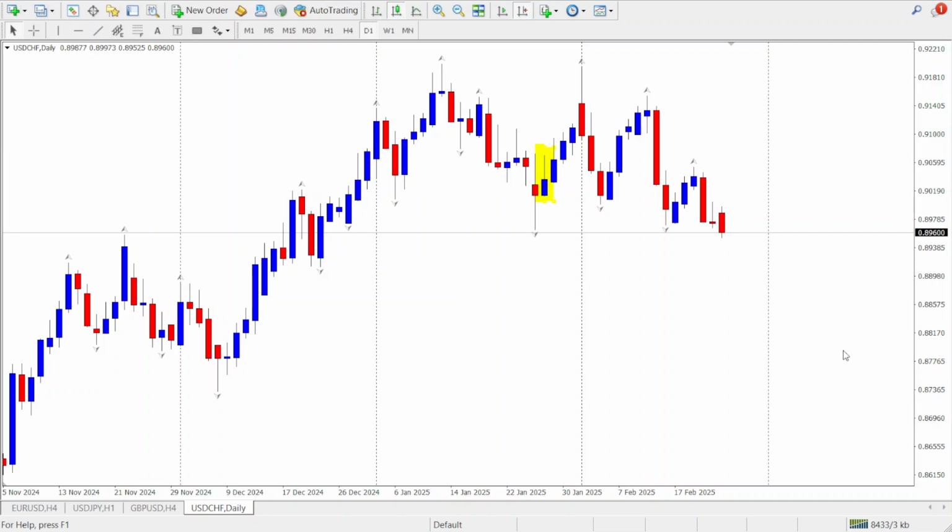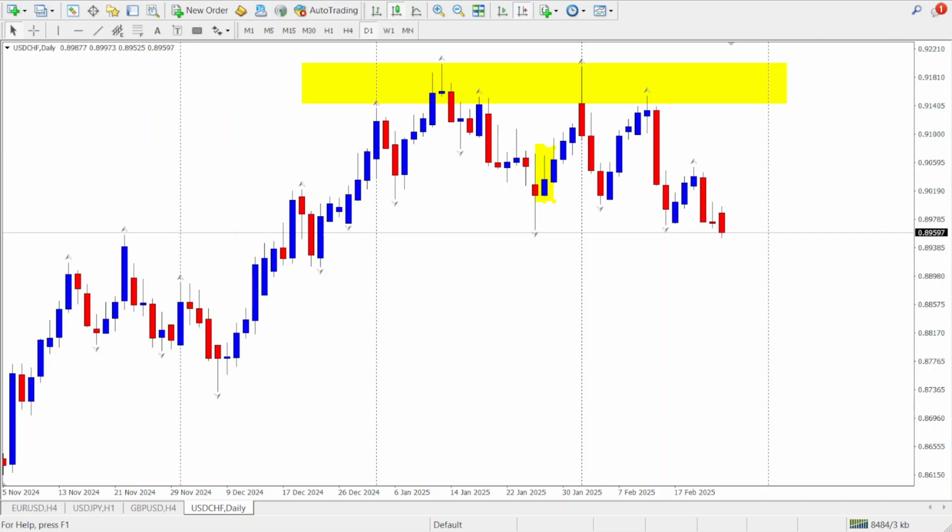So how do you actually use fractals in your trading? Here is a step-by-step guide. The first step is to identify key levels using the fractals. So you start by looking for fractals that have formed multiple times around the same price zone. Now, if you see several fractals appearing at a certain level, it's likely a strong support or resistance level, or rather a strong support or resistance zone.